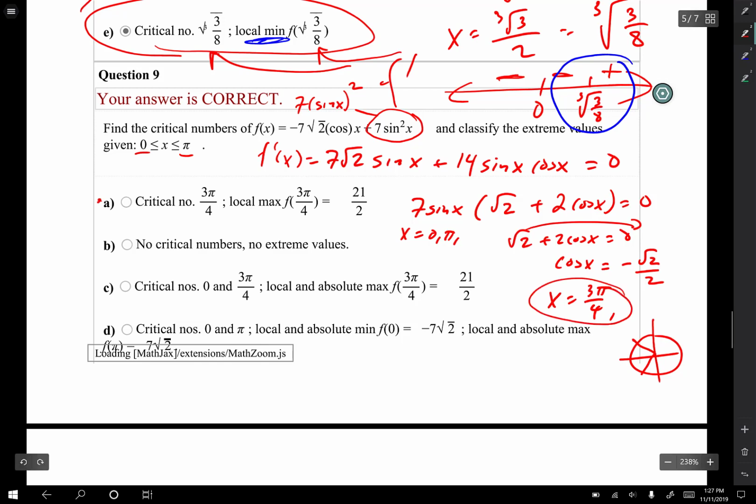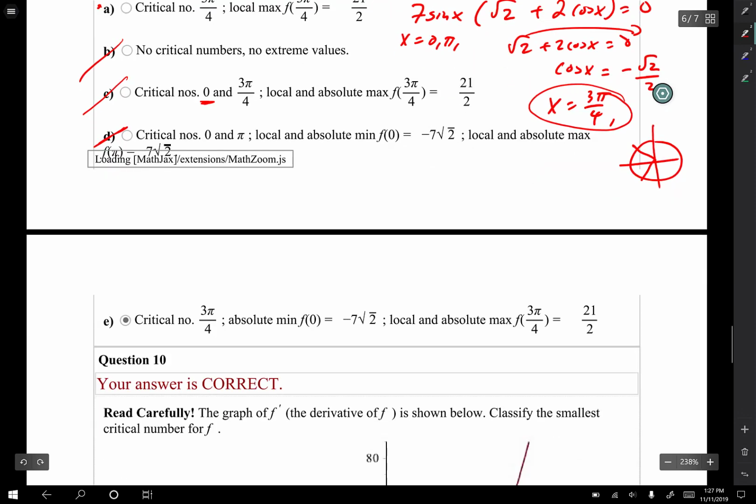So let's see, maybe this one says no critical numbers. This one has critical numbers 0 and 3 pi over 4. But 0 is an endpoint, so we can't call that a critical point. Critical number 0 and pi, local and absolute, no, out. See, this test is kind of dumb sometimes. This is the only one that has a critical number. It is an absolute min.